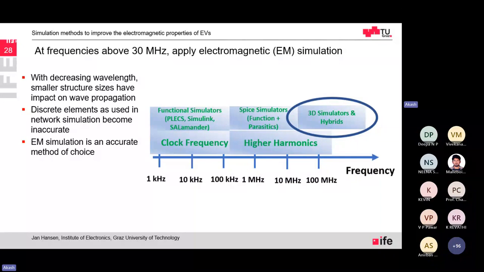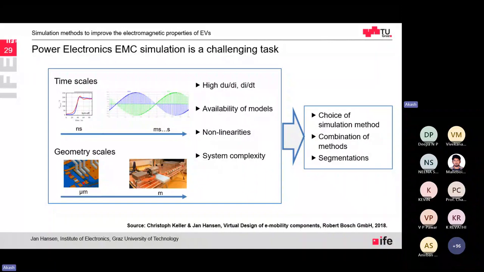And fortunately, there are very well-developed 3D simulators, Maxwell simulators around, which you can use. And if you have the time to drag along all the simulation, all the information about your car, all these geometry details, these components, then you can build such a model. It's pretty challenging, actually, in EMC.